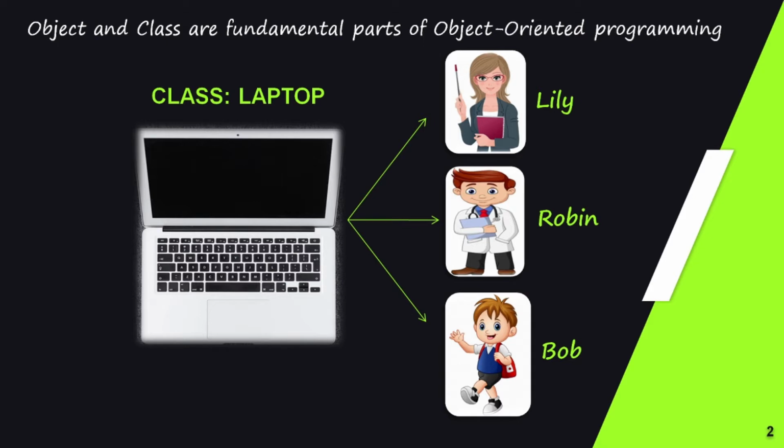For example, suppose Lily is a teacher, so she will maintain the record of students. Robin is a doctor, so he will maintain the record of patient in his laptop. Bob is a student and he is a fan of computer subject. He likes computer subject very much, so he will download all my notes from Google. So that is all related to class and object. Object of same class can have different data.